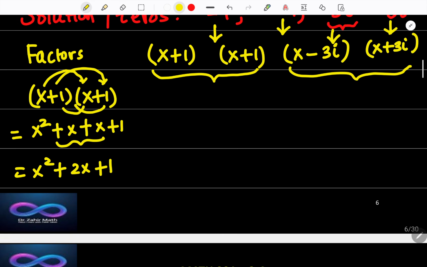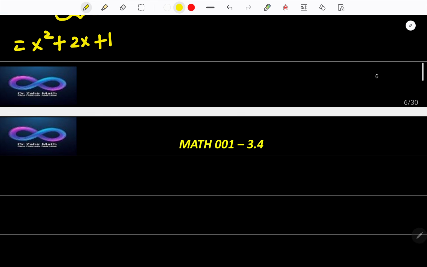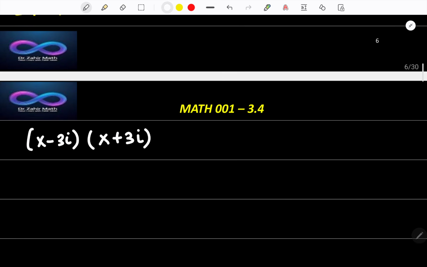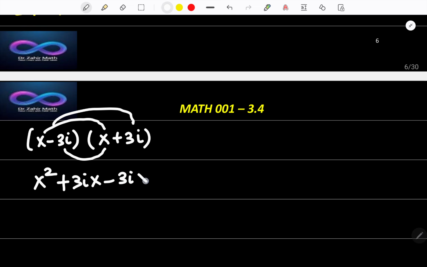Next I'm going to multiply these 2. What are these 2? This is x minus 3i and x plus 3i. Okay. So slowly multiply x into x, x square. X into 3i, 3ix. X into minus 3i, minus 3ix. Now very carefully do. Okay. So you are doing what? Minus 3i multiply plus 3i.